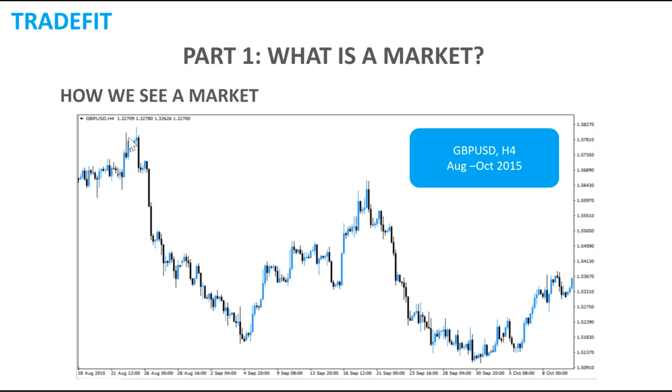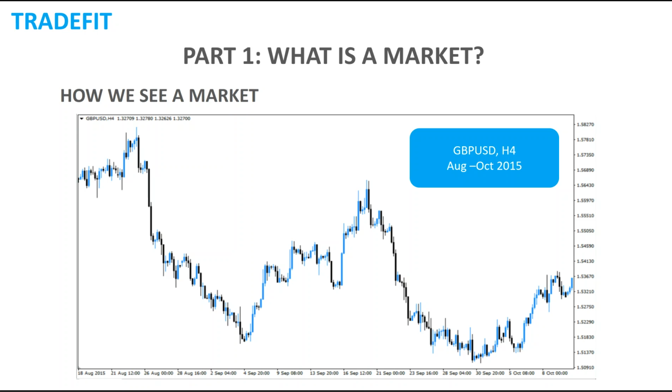We see the price of this is the pound against the dollar, so the pound has gone down against the dollar, it's gone up against the dollar, and gone back down. And here at the bottom we've got the lowest price on this chart at 1.5091 and the high up here at 1.5827.